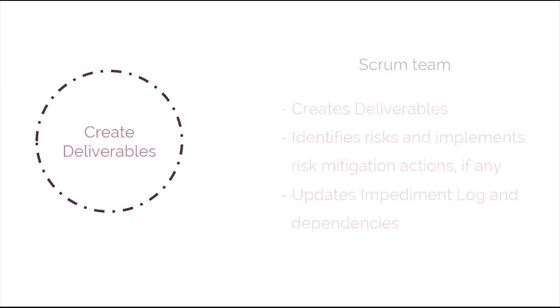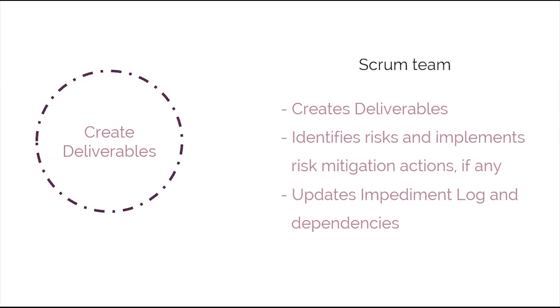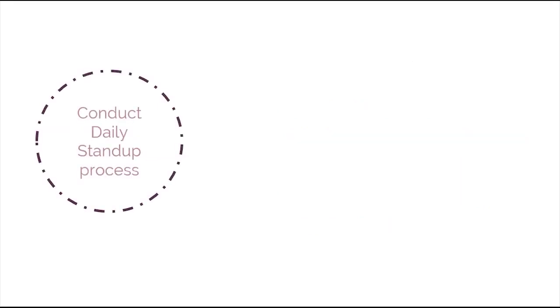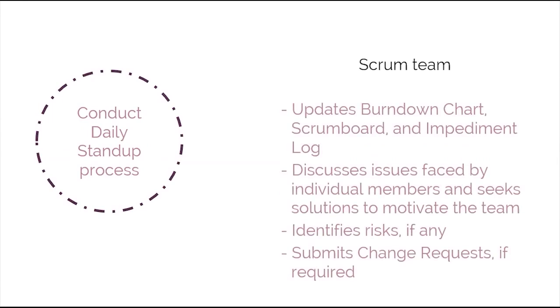For instance, during the Create Deliverables process, the Scrum team creates deliverables, identifies risks, and implements risk mitigation actions, if any, and updates impediment log and dependencies. During the Conduct Daily Stand-Up process, the team updates burndown chart, Scrum board, and impediment log, discusses issues faced by individual members and seeks solutions to motivate the team, identifies risks, if any, and submits change requests, if required.